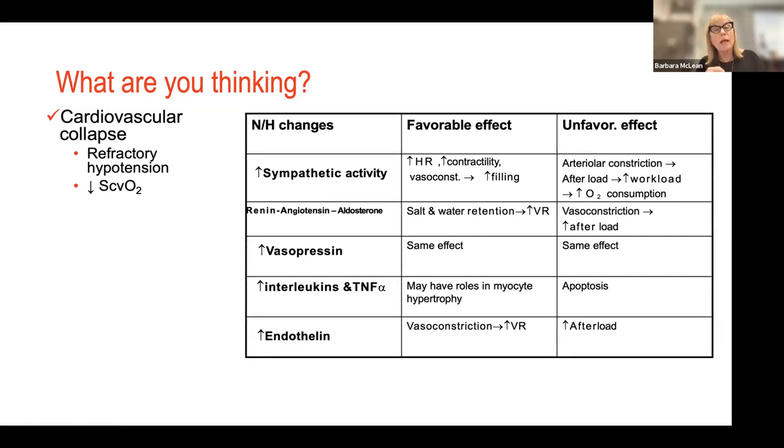If they have a central line, I'm going to draw a central venous gas. 50% of people think that's meaningful. The other 50% don't, but I want as much information as I can get. This patient's got refractory hypotension. I'm assuming that when we draw their venous gas, their SCVO2 is going to be low. They're tachypneic and tachycardic. So this sounds like just about every critical patient you ever see.